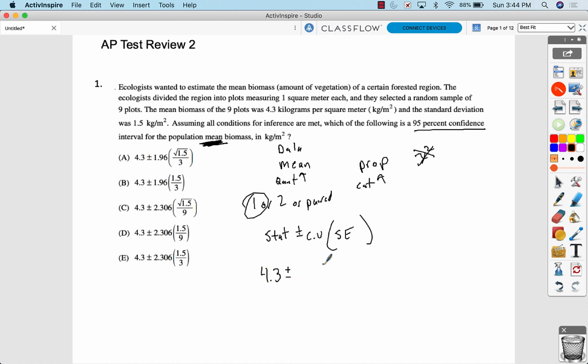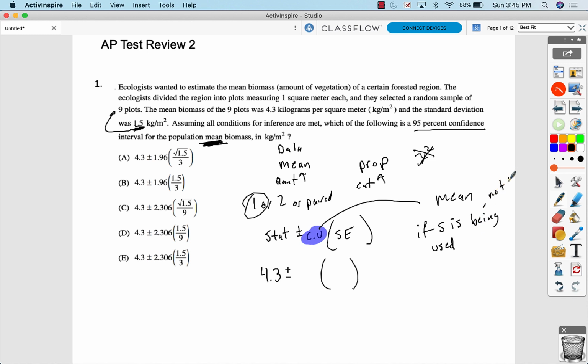Now most of the people that missed it was because of the critical value. Okay? Critical values for means, if S is being used. So the question is, where did this standard deviation come from? That standard deviation came from the 9 plots. So in that case, it's S. It's not sigma. Okay, in that case, it's going to be a T. It's not going to be a Z. That's where most people messed up on this question.